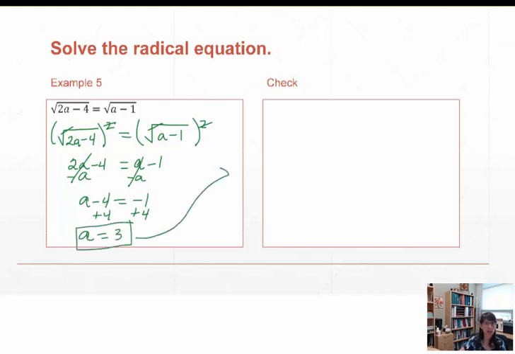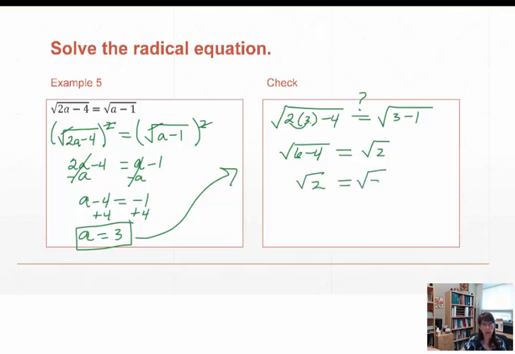So I want to go ahead and check to see if that really works. So when we check the answer, we're going to have the square root of 2 times 3 minus 4. See if that really equals the square root of 3 minus 1. So on the left side, this would be 6 minus 4, equal to square root 2. 6 minus 4 makes square root 2 equals square root 2. Well, that is a true statement. That's what we would call an identity. Those numbers are exactly the same, so of course they must be equal to each other. So that means we get to keep our solution. There really is one solution, and that is a equals 3.